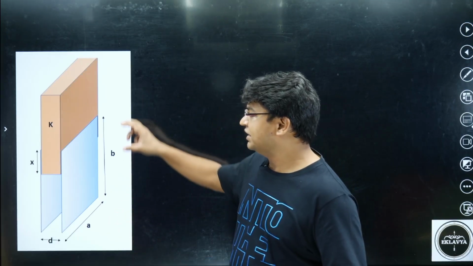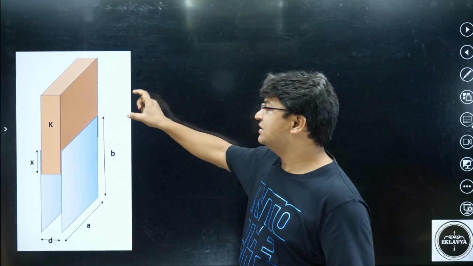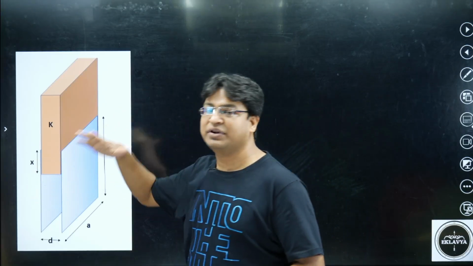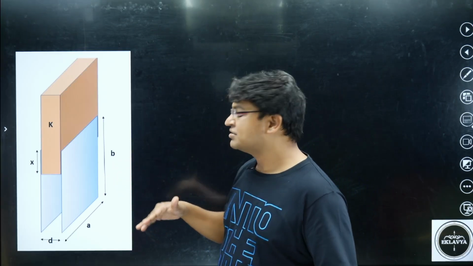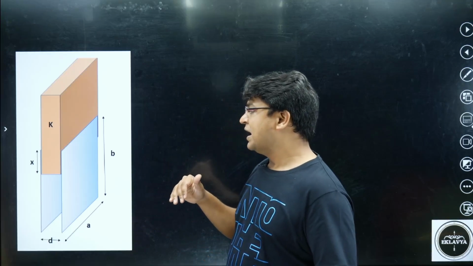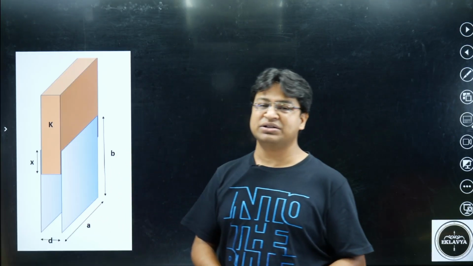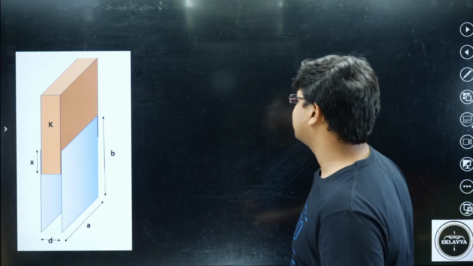The figure depicts that we are done inserting the slab by a distance x. So we have already inserted the dielectric slab by a distance x between the capacitor plates, and in this position, what is the capacitance right now? Let's first try to calculate that.